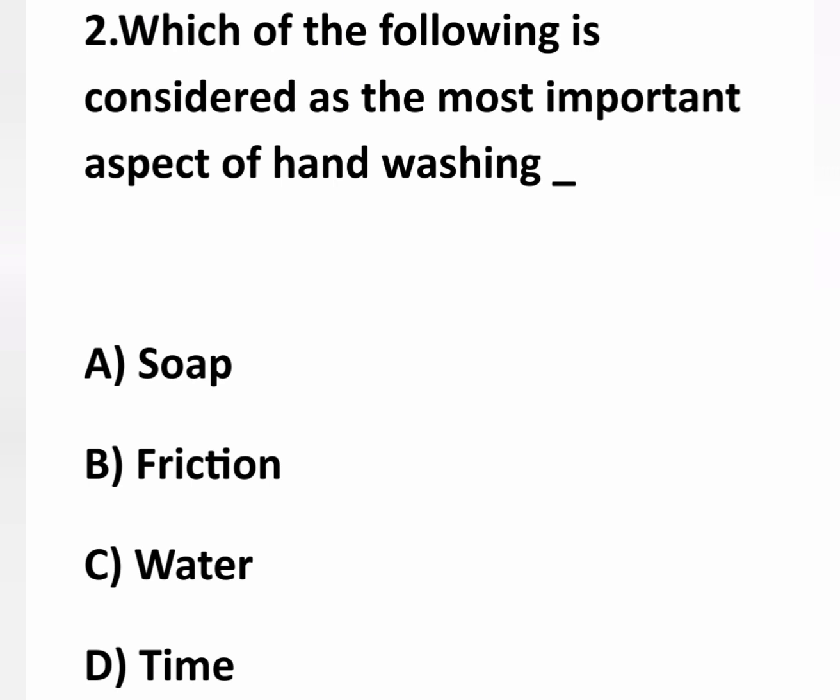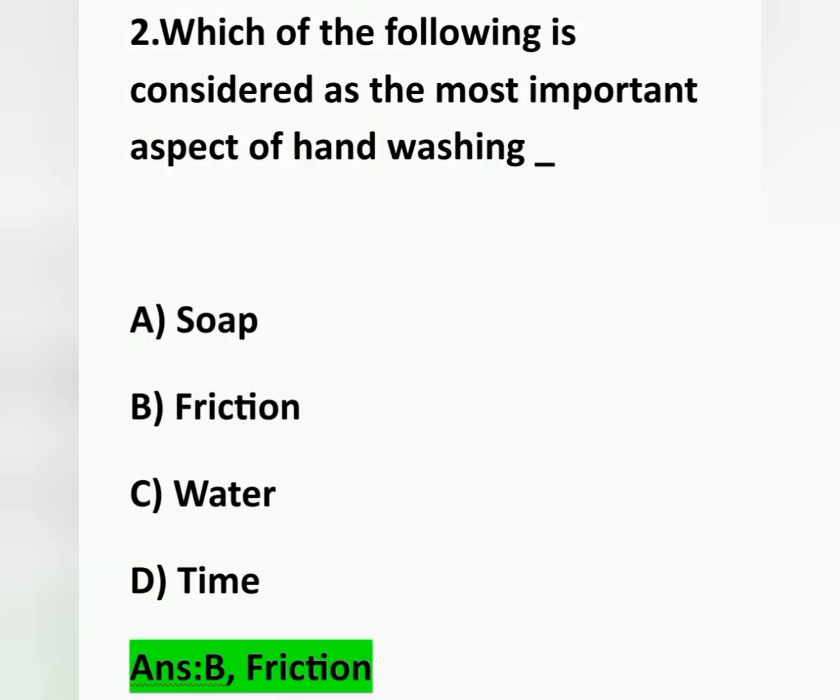Second question, which of the following is considered the most important aspect of hand washing? Options are: option A soap, option B friction, option C water, option D time. Most important aspect of hand washing. Correct answer is option B, friction.